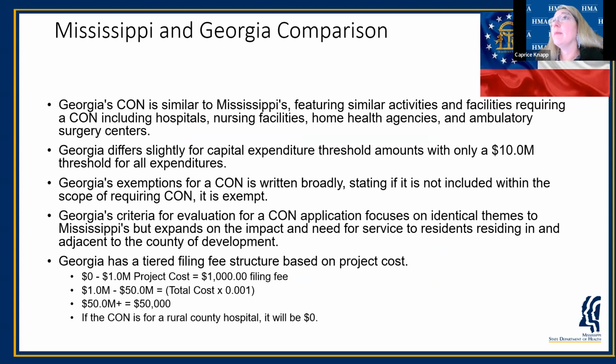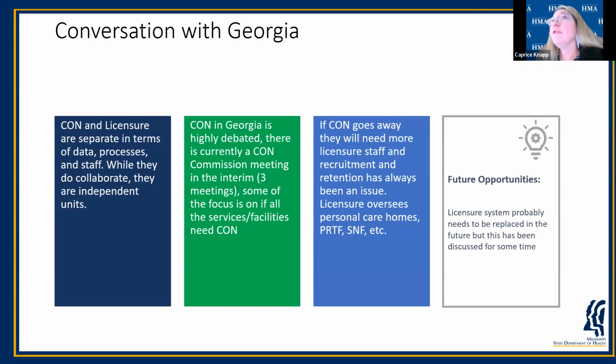Again, looking at their capital expenditure threshold, about $10 million. They have criteria for evaluation on very similar themes that you do, but they have a tiered filing structure. And again, that's based on cost. So next slide. When we talk to them on the phone, again, certificate of need and licensure are separate. Again, they've had quite a few interim meetings and some recommendations that have come out of there.